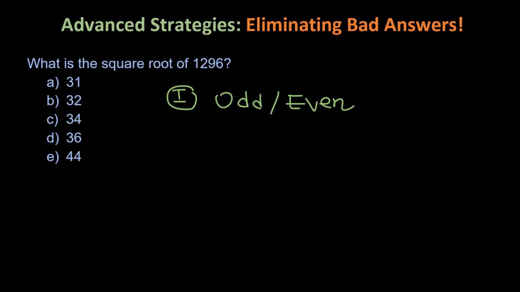Keep watching. The first property of the answer that we can use here is the odd-even property. We all know that the square of an odd number is always odd and the square of an even number is always even. Since 1296 is even, we expect the answer to be even. That removes 31. Unfortunately, we still have 4 good answers, but that's okay. It's better than nothing. It improves our odds from 20% to 25%.